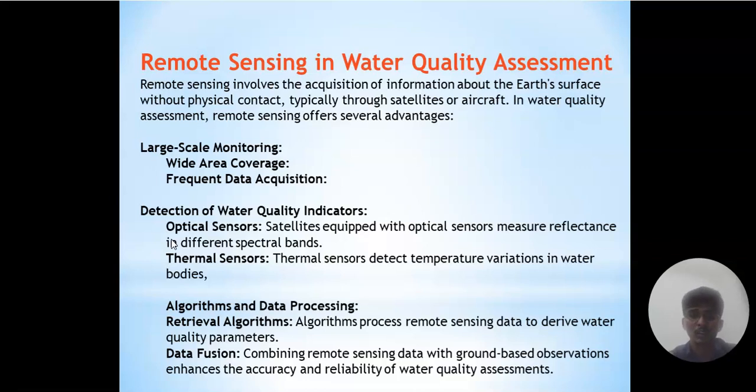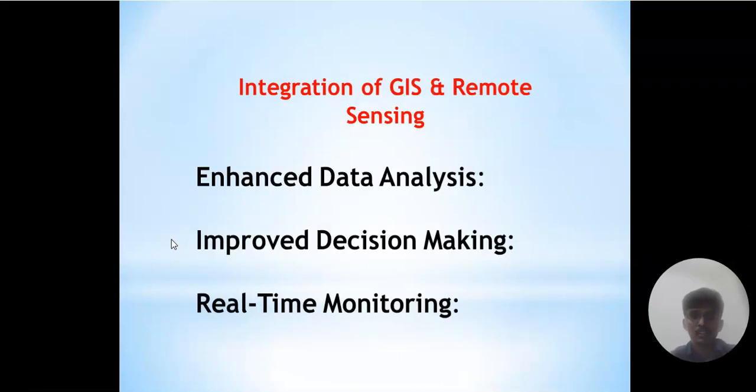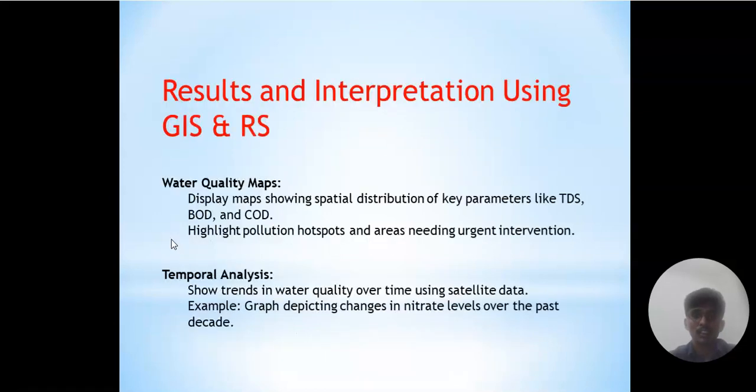Algorithms process remote sensing data to derive water quality parameters. For example, algorithms can convert the spectral reflectance data into the concentration of total suspended solids. Then the last one is data fusion. Combining remote sensing data with ground-based observation enhances the accuracy and reliability of the water assessment. So these are the main applications of remote sensing.